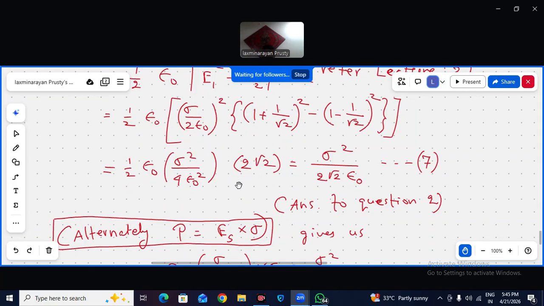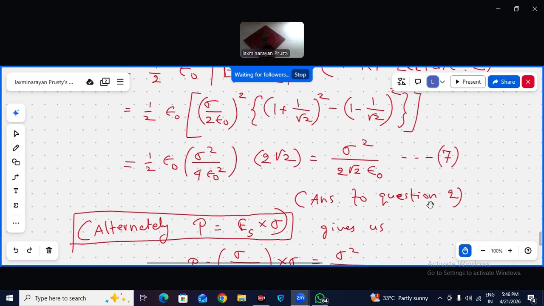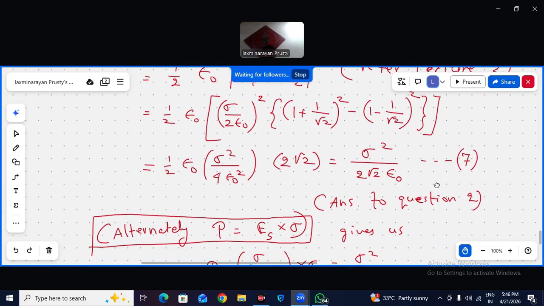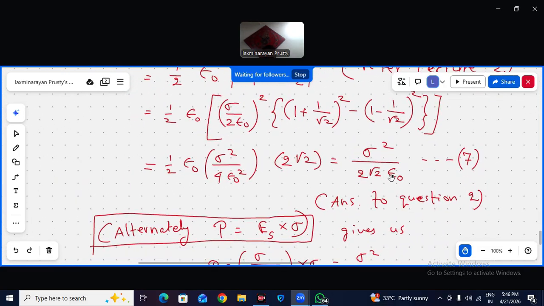ओके, कितना होगा, हाफ एप्सिलॉन नॉट सिग्मा स्क्वायर बाय 4 एप्सिलॉन स्क्वायर, ये होगा ए प्लस बी होल स्क्वायर माइनस ए माइनस बी, सो 4 into AB, 4 by 2 root 2. So 2 cancel, so 1 sigma will be epsilon cancel, so 1 will be how much, 4 root 2 by 4, so that will be 2 root 2 denominator. So this is the pressure, electrostatic pressure कितना है, sigma square by 2 root 2 epsilon naught.